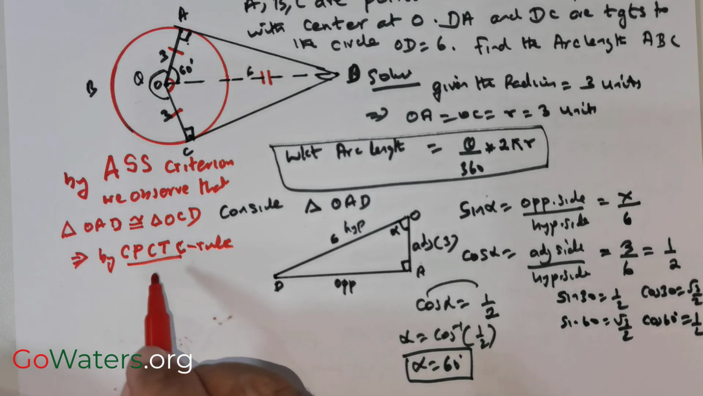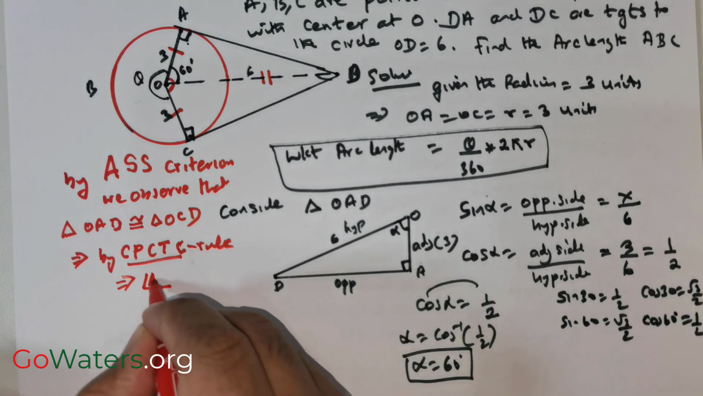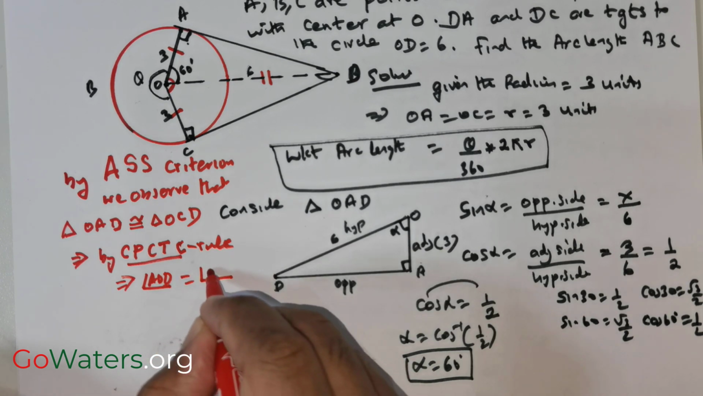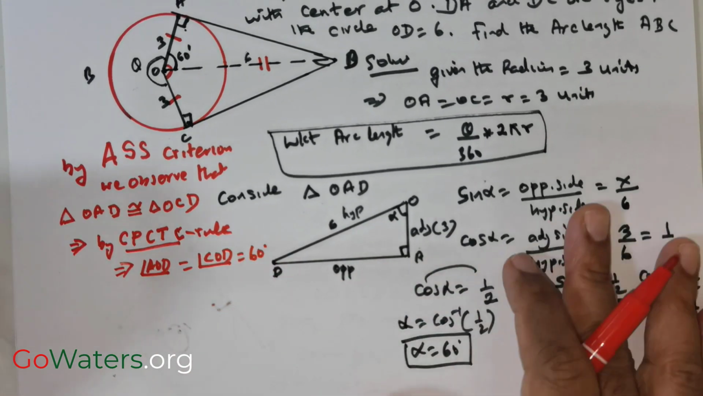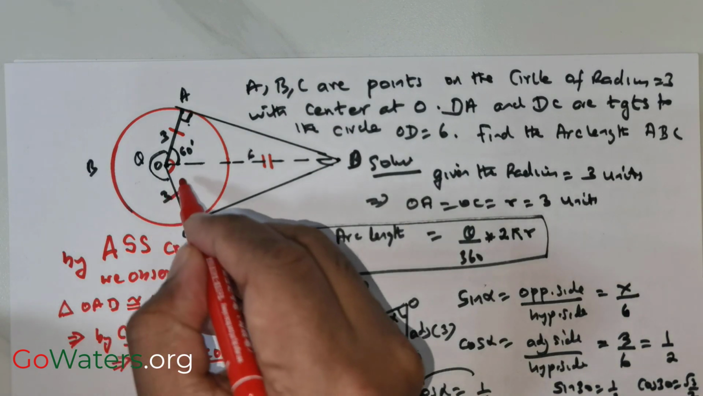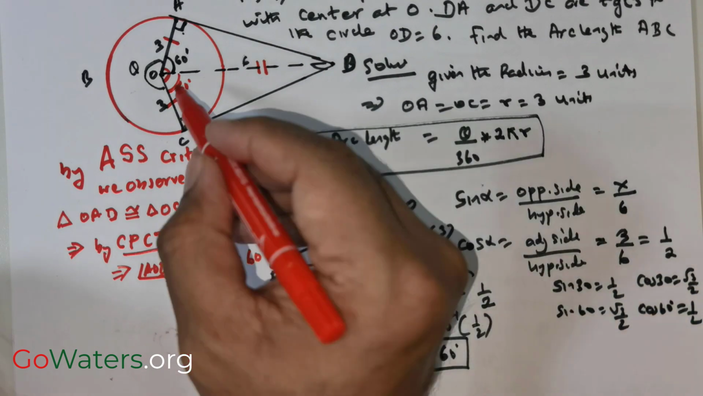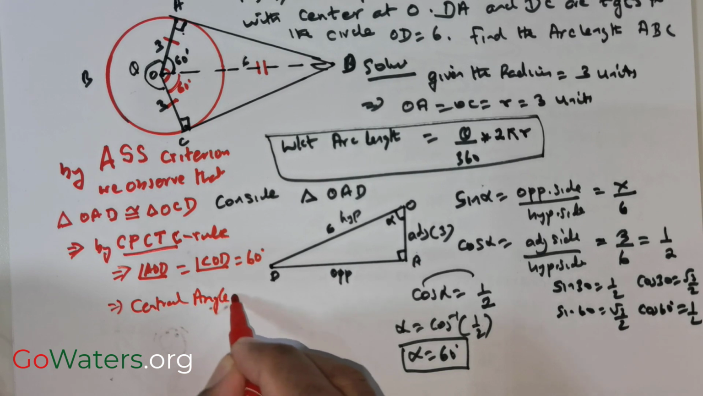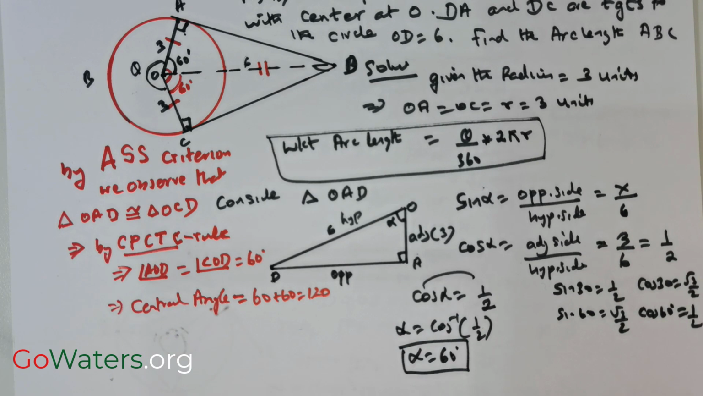I've already done a full-fledged theorem on this. Please kindly revisit. So this would mean angle AOD will be equal to angle COD, which is equal to 60 degrees. So what I'm trying to explain here is, this angle is 60, this angle will also be 60. So the joint angle is 120. So therefore the central angle would be 60 plus 60, which is equal to 120. This is the central angle.